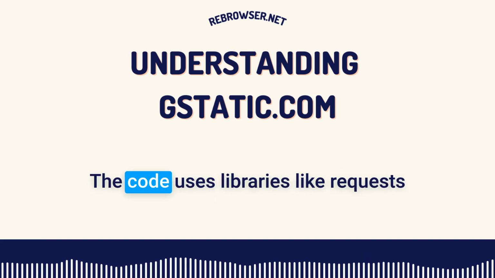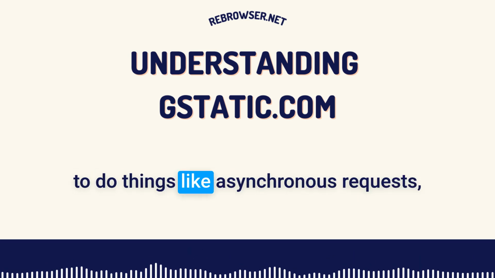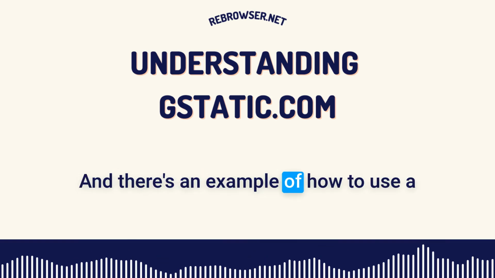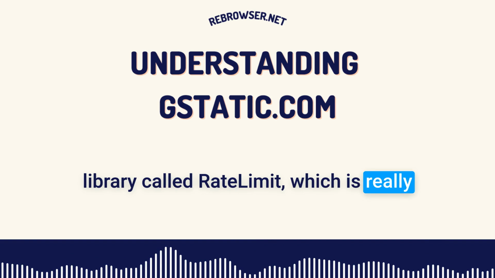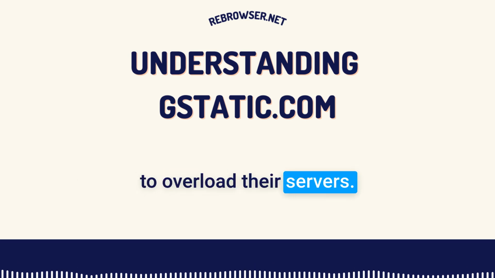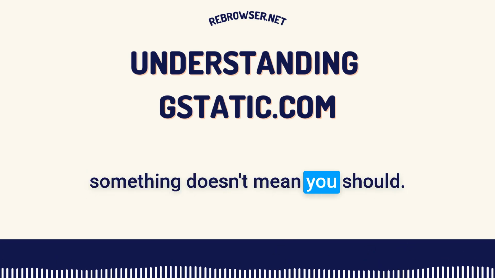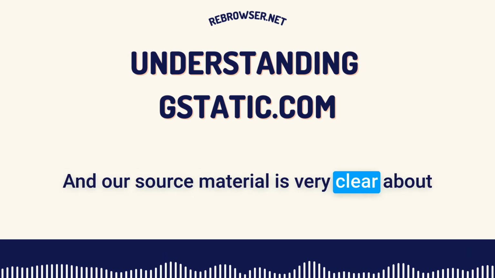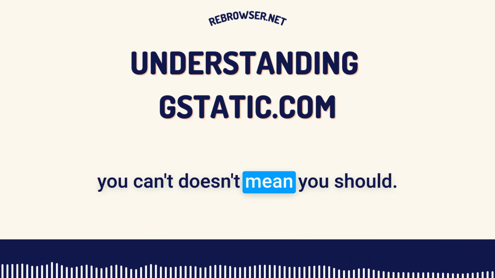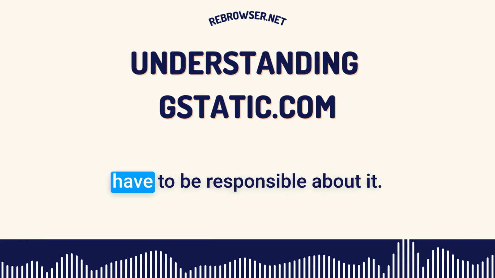Yeah, you could. The code uses libraries like requests and aiohttp, and it even shows you how to do things like asynchronous requests, which can speed up the process of retrieving data. And there's an example of how to use a library called rate limit, which is really important because it helps you avoid making too many requests too quickly. Right, because you don't want to overload their servers. Exactly. But it's really important to emphasize that just because you can do something doesn't mean you should. And our source material is very clear about the ethical considerations involved here. Yeah, it's like that old saying, just because you can doesn't mean you should. Exactly. So if you're going to interact with gstatic.com programmatically, you have to be responsible about it.